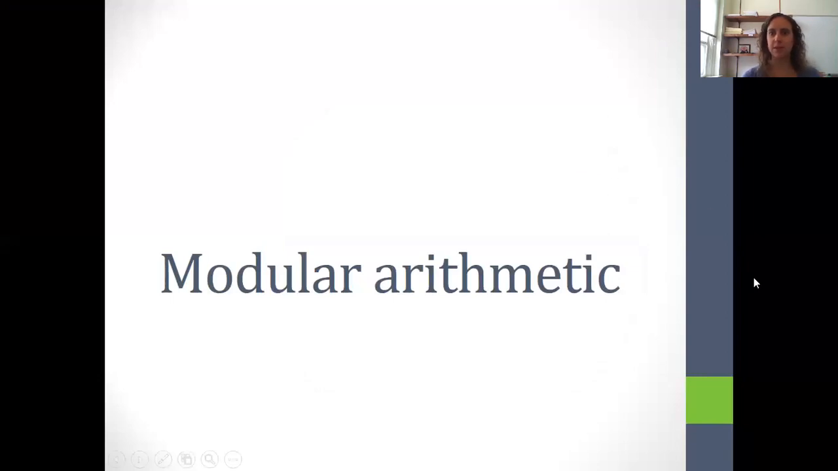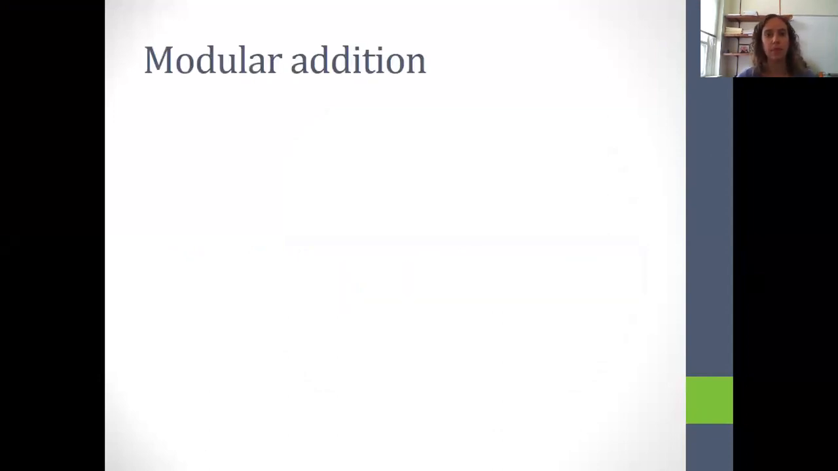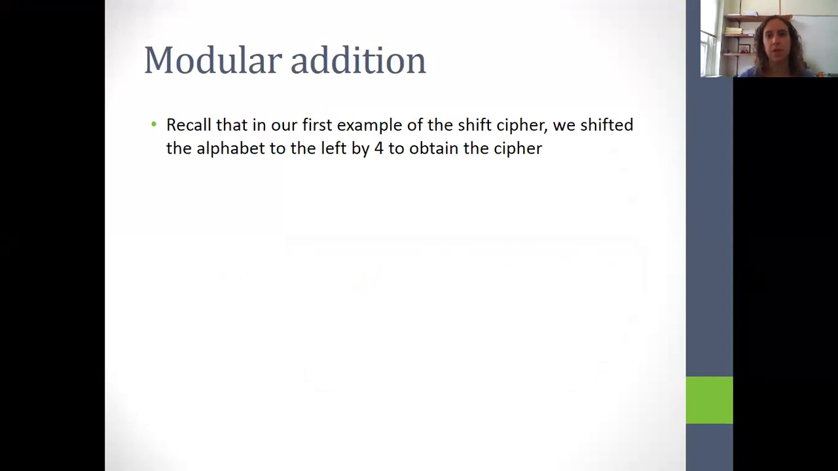All right, so modular arithmetic is something that we're going to be using frequently when we encrypt. So let's talk a little bit about what that is. So modular addition first. Remember when we did the first example of the shift cipher, we said that we were going to shift everything in our alphabet to the left by 4, and that was going to be our cipher with, of course, the key 4.